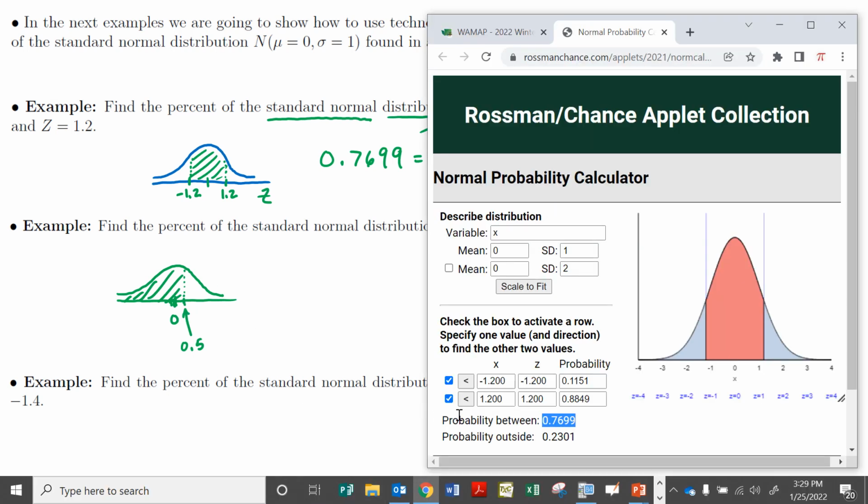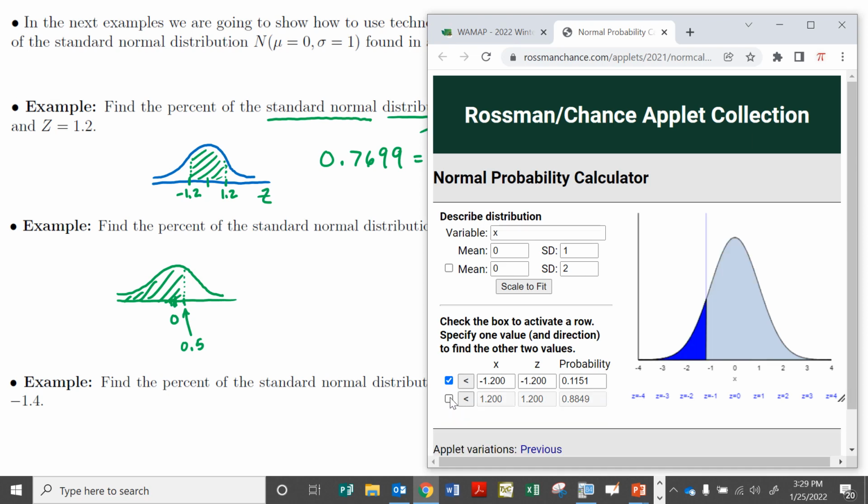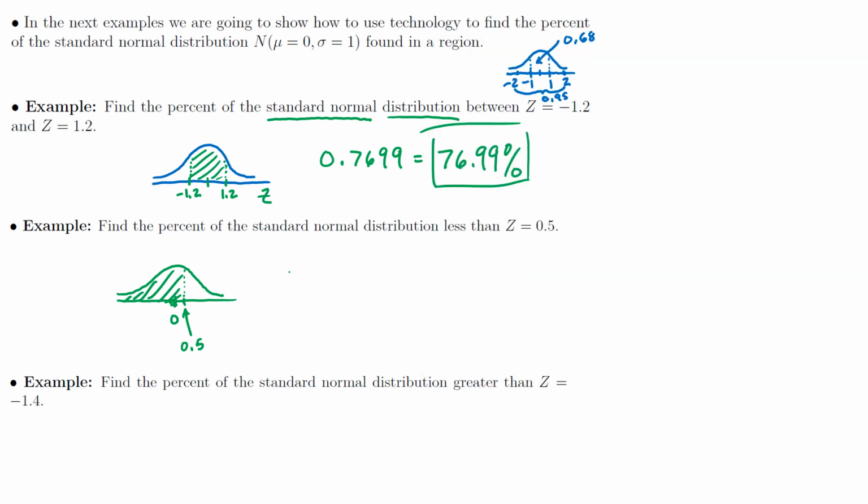In a case like this, you're going to have only one of these boxes checked. So you can uncheck one of them. Then you put in the z-score that you're interested in, 0.5. You notice that it shaded everything below 0.5. So this answer that it's giving you is the answer that we want to report. 0.6915 is the proportion of the curve below a z-score of 0.5, which means 69.15%.